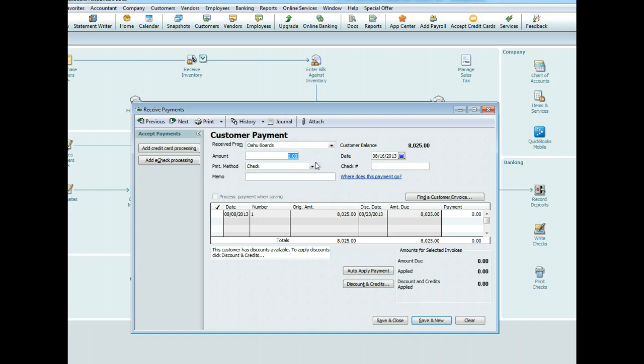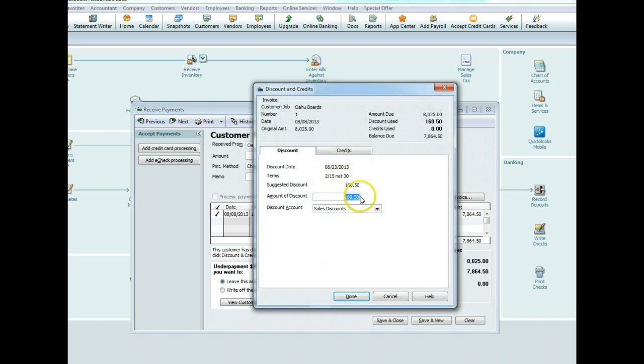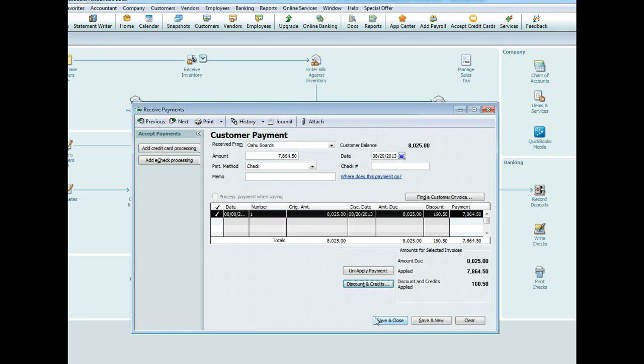Okay, and they're going to give me 7864.50. Let's see, it's now the 20th. And there's an underpayment. Okay. Well, let's take a look at discounts and credits. It looks like they've earned a discount, so we'll give them their discount, and everything balances. And now we know why their check was low.